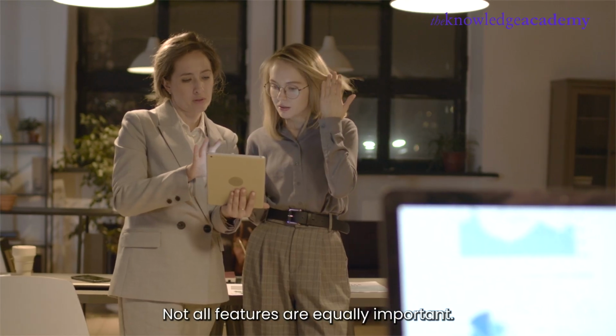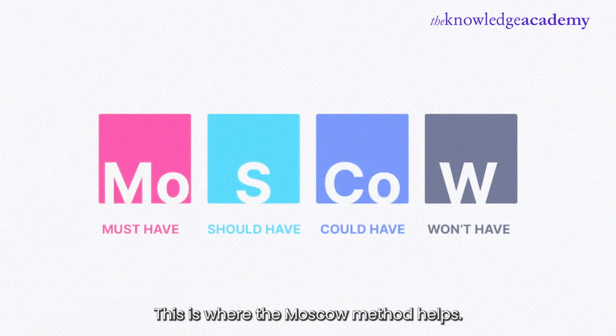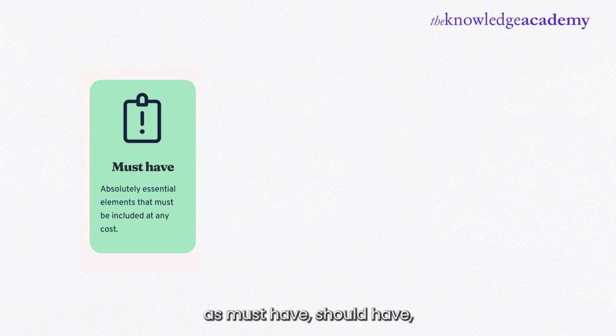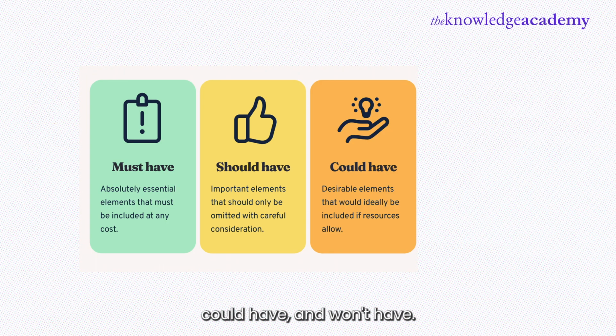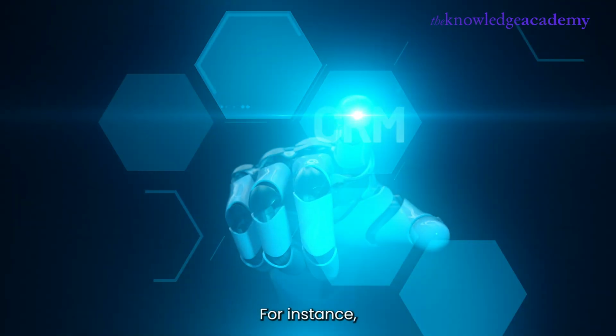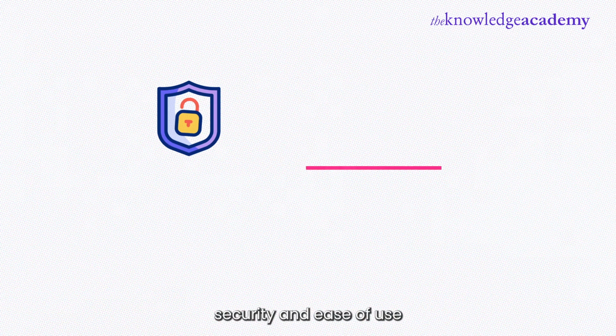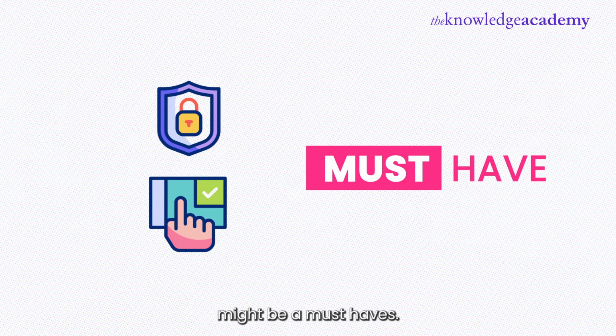Not all features are equally important. This is where the MoSCoW method helps, categorizing features as must-have, should-have, could-have, and won't-have. For instance, if you're selecting a CRM, security and ease of use might be must-haves.